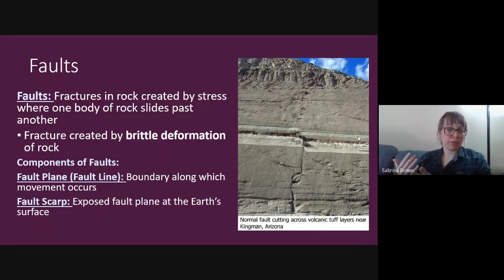And so fault planes can happen underground. If we see fault planes at the surface, then we refer to them as scarps. So fault scarps are just exposed fault planes at the Earth's surface.